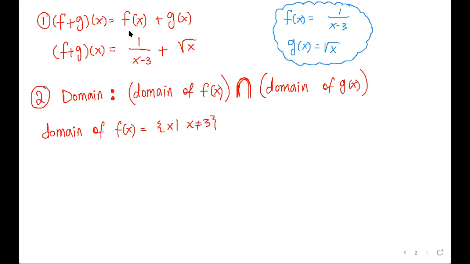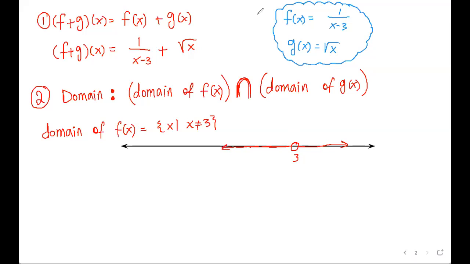Now I draw a line. This line is the real line, and on the real line I remove 3. So this is here the 3, and all other elements are in the domain.